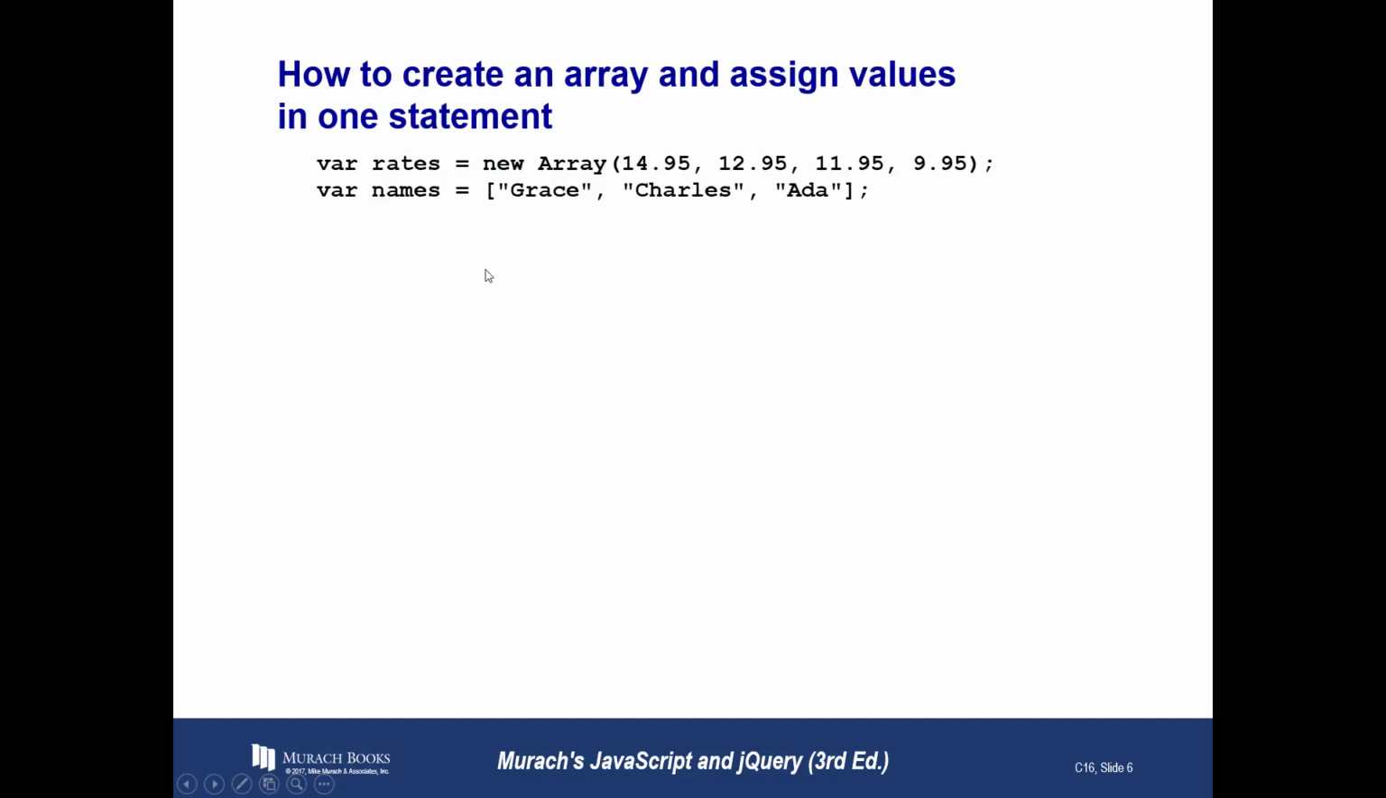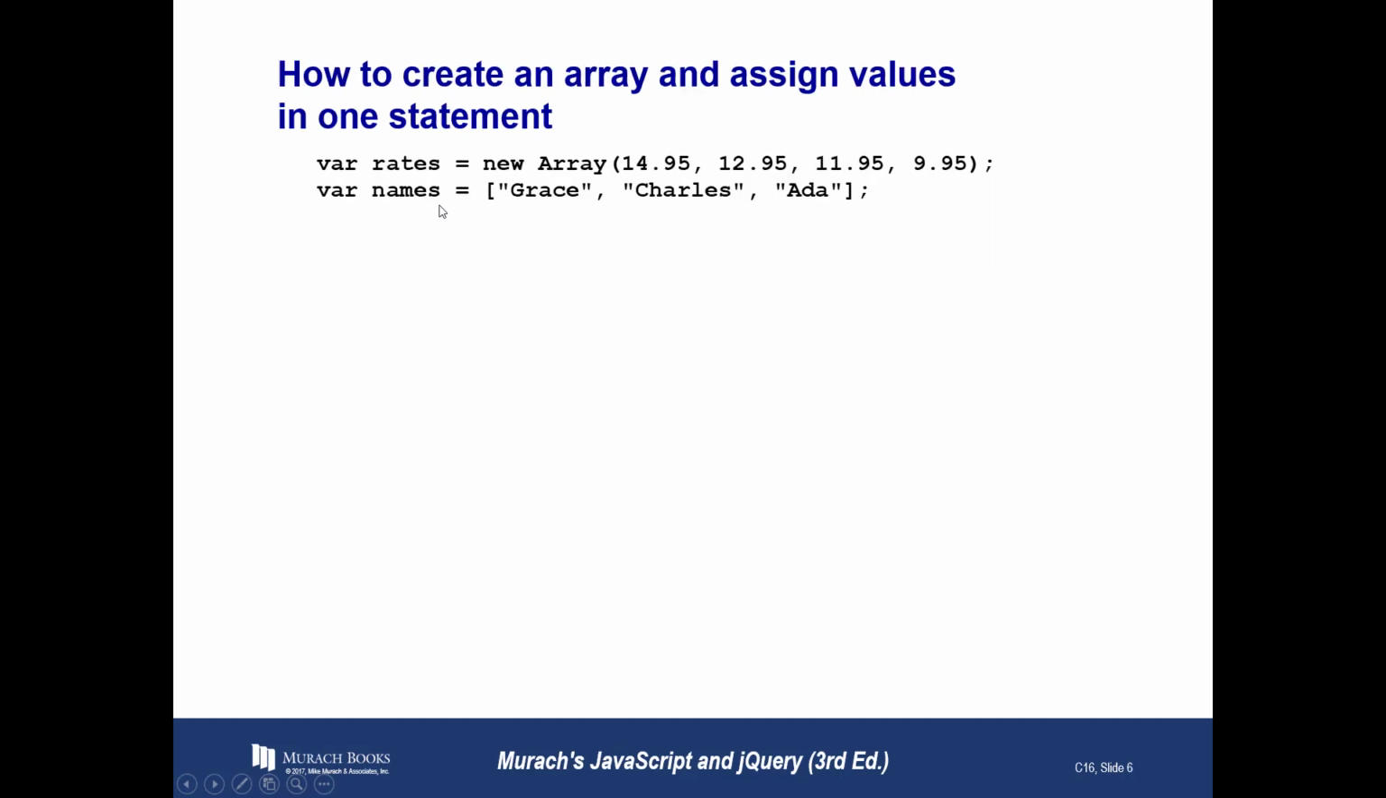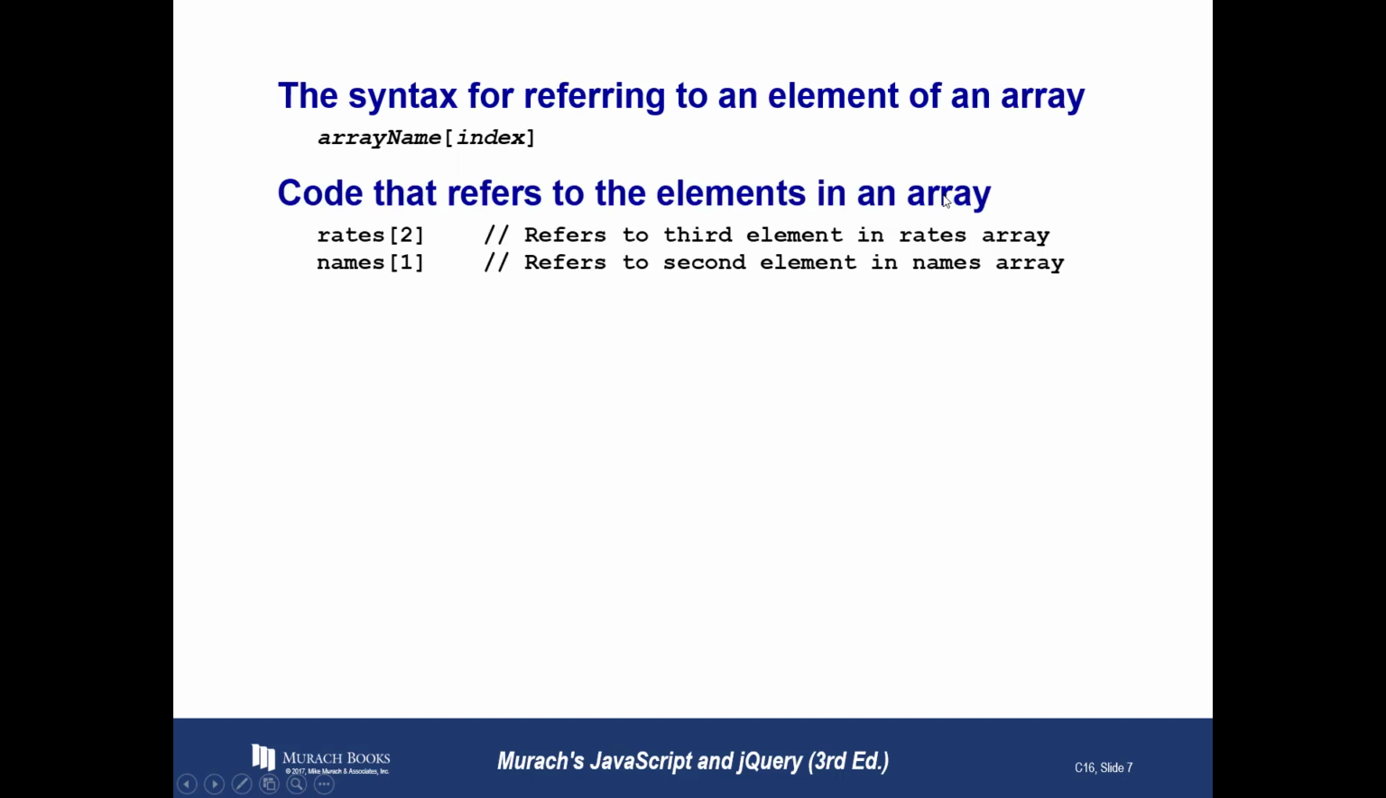So here's a couple examples. In the first case, I've got a numeric array with 4 values. In the second case, I've got a string array with 3 values. You can mix and match. So I could have put all these in the same array. So for instance, let's say that these were test grades and they were out of 15. I could have said Grace, then 14.95, Charles, 12.95, Ada, 11.95, and then add me and put Jeff, 9.95 as an example.